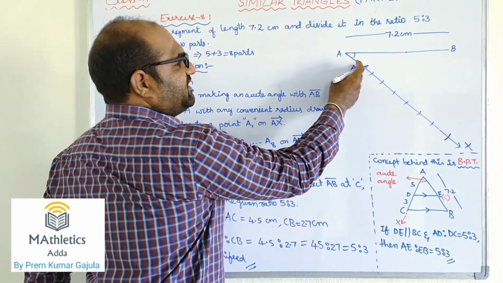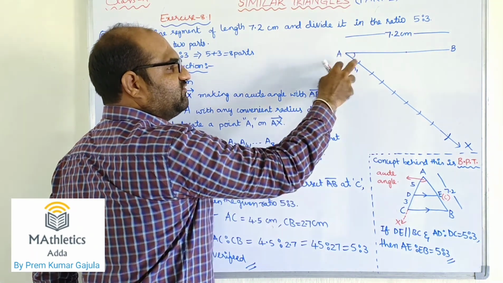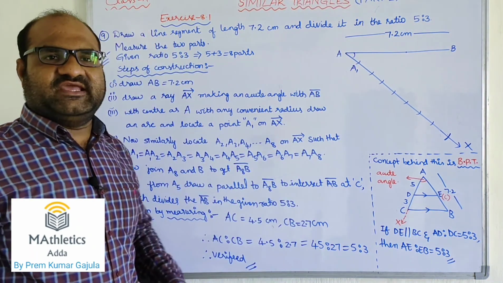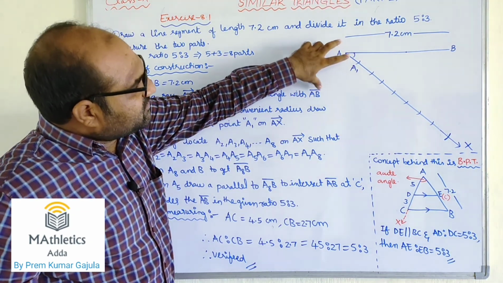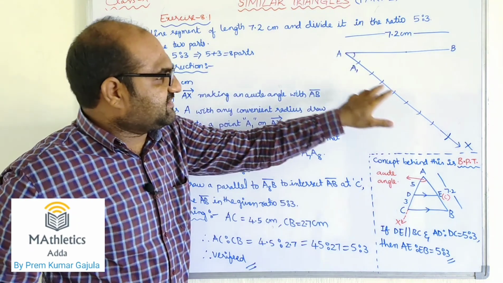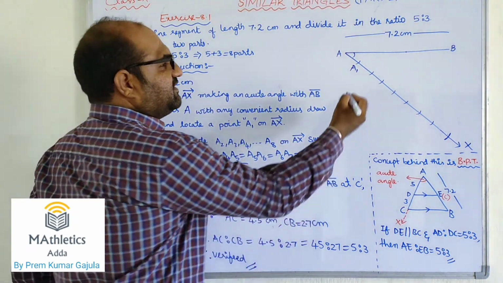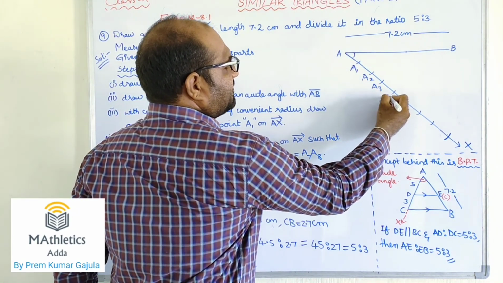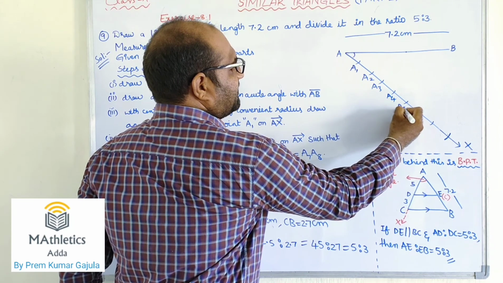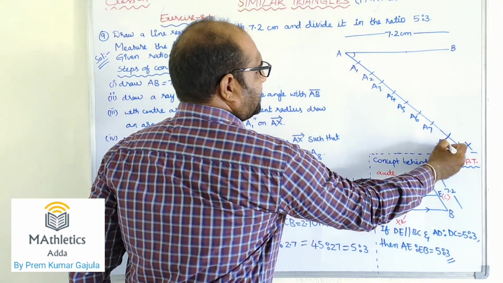You have to locate a point A1 on the ray AX with the center A by using compass with any convenient radius. With any convenient radius with the center as A, you have to locate a point A1 on the AX ray like this. Then after locating the point A1, similarly you have to locate the points A2, A3, A4, A5, A6, A7 up to A8.